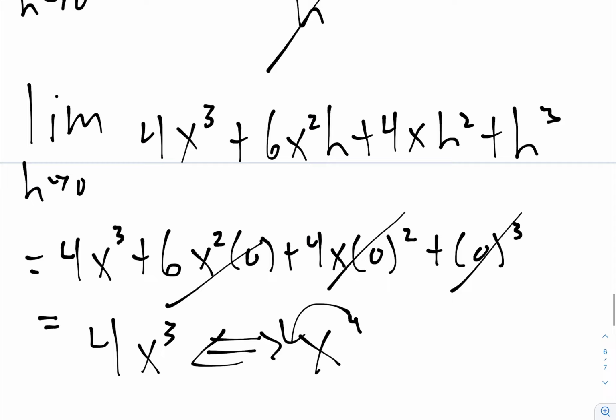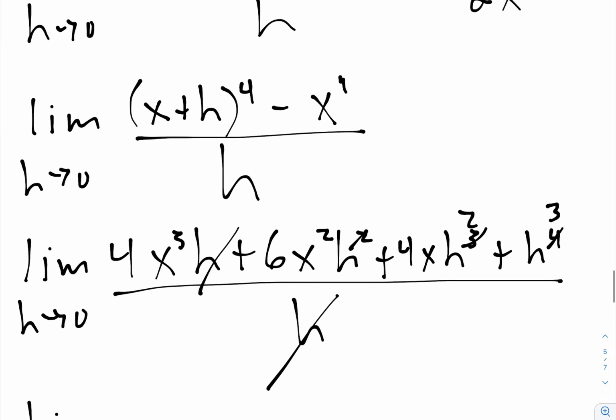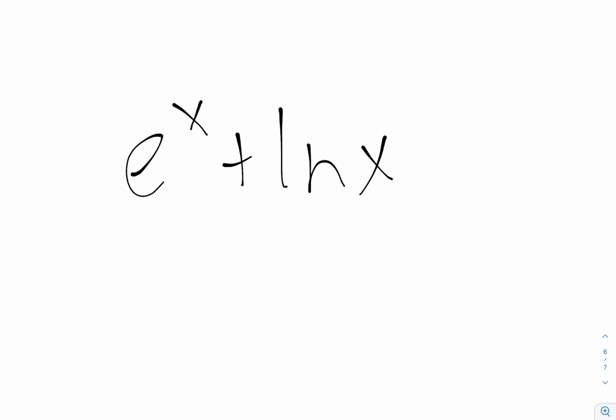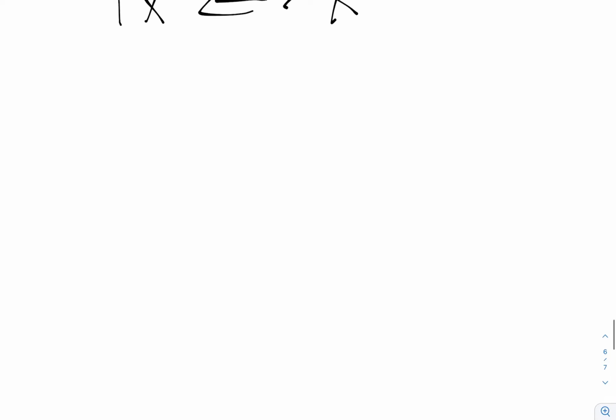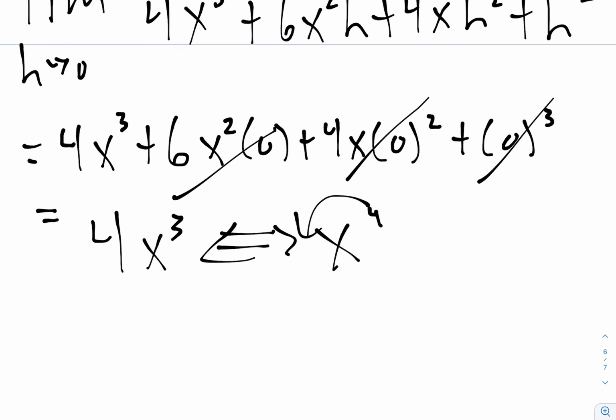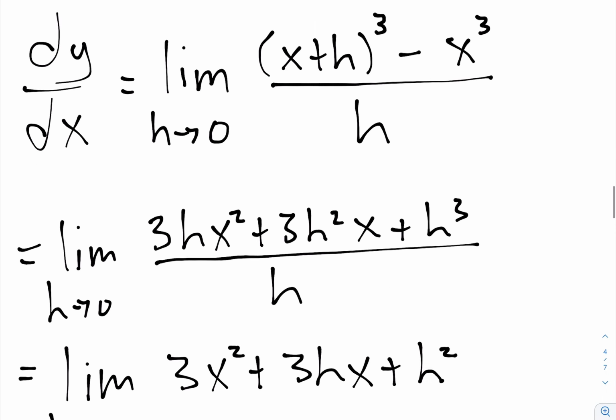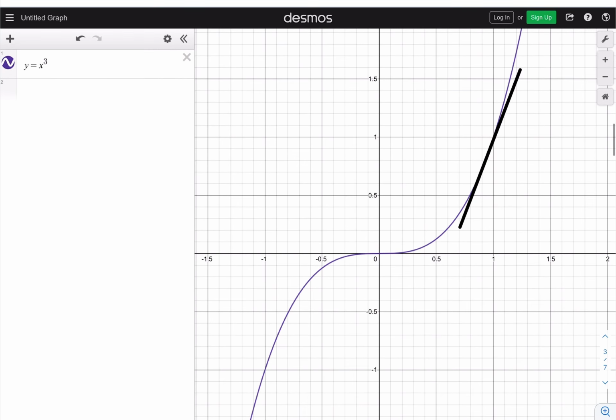Okay, so this is called the power rule for polynomials, and you can only use it with polynomials. You can't do it with, like, e to the x plus the natural log of x. Like there's not really a power rule we can use for that. We'll learn ways to find the derivatives of those functions, but we can only use a power rule for polynomials, okay?